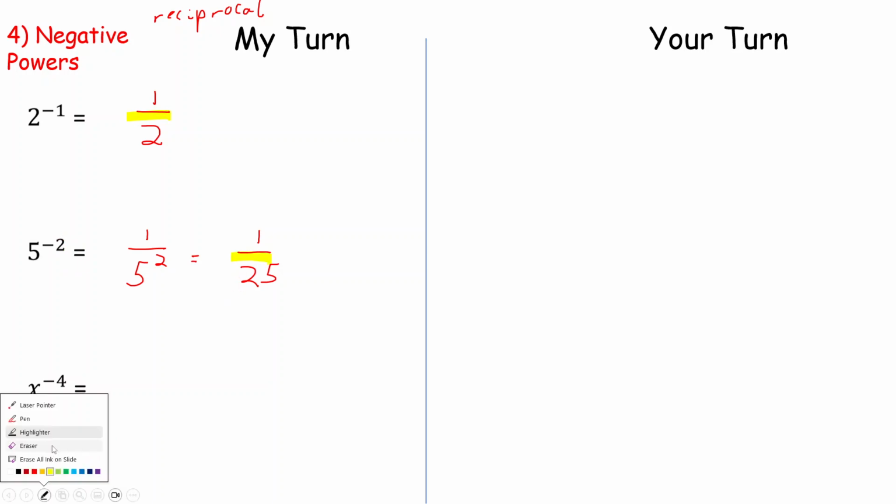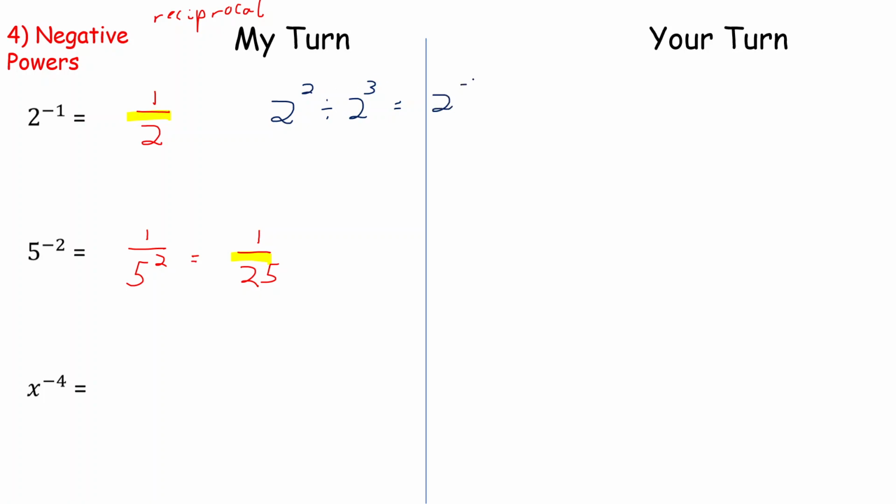If you want to understand why that is the case, then I would listen in, because this shows you why. If we look at 2 to the power of negative 1, let's write it differently, like this: 2 to the power of 2 divided by 2 to the power of 3. I'm just showing you why you take 1 over your number. We now know from the division law, 2 squared divided by 2 to the power of 3, if you're dividing with the same base, you subtract the powers. So 2 take away 3 gives you 2 to the minus 1. I've just rewritten 2 to the minus 1 in a different way.